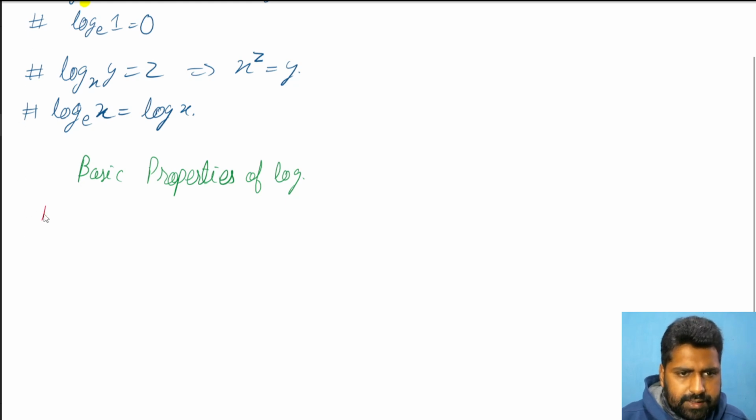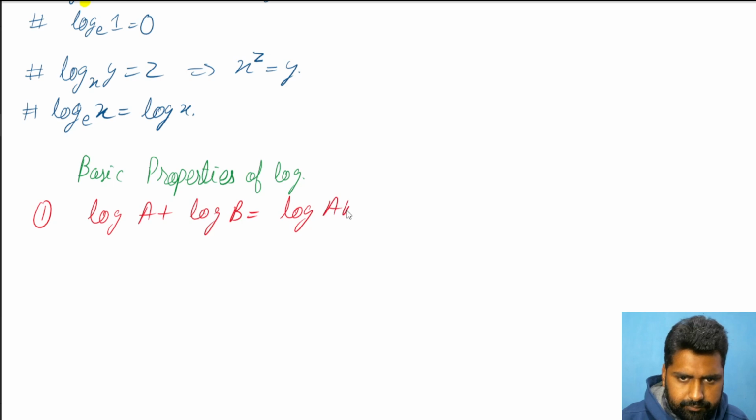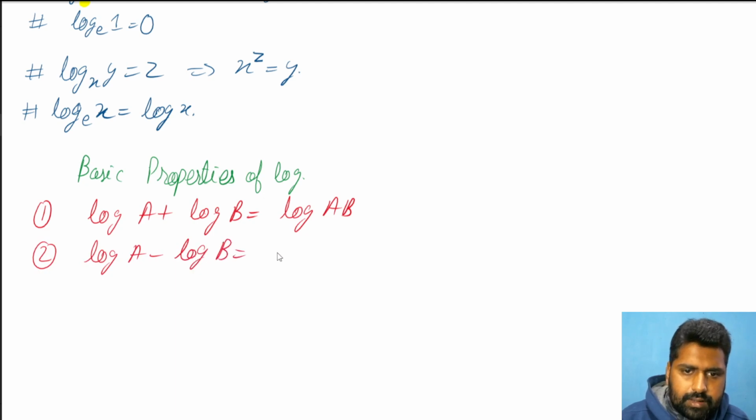Now the basic properties of log, let's see that. The first property is log a plus log b is log ab, and in this particular differentiation, logarithmic differentiation, we'll be using this in reverse. Means multiplication can be broken down in addition of 2 logs. Similarly, log a minus log b is log a by b.